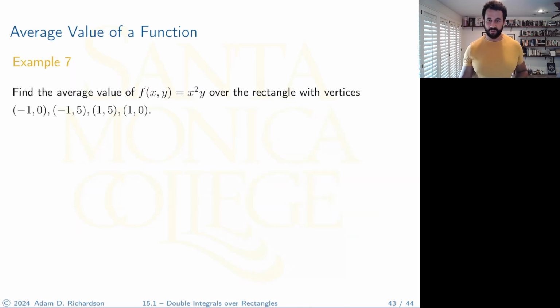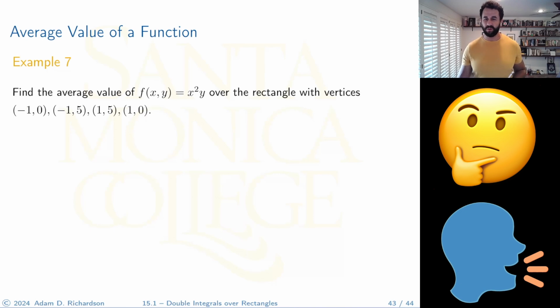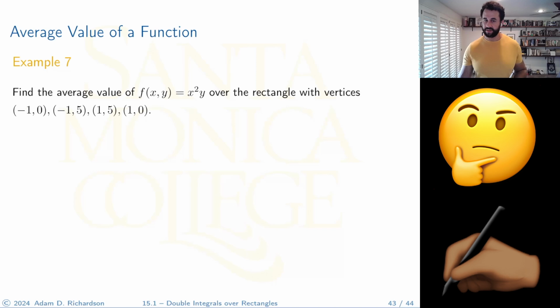All right, so find the average value of this function, x squared y, over the rectangle with these vertices. This is one that I want you to try to do on your own first, and then we'll do it together. Shouldn't be too bad, right? Maybe say something out loud about what you might try to do first. What's something you need to know to find the average value? All right, now go ahead and calculate it, and we'll do it together in a moment.